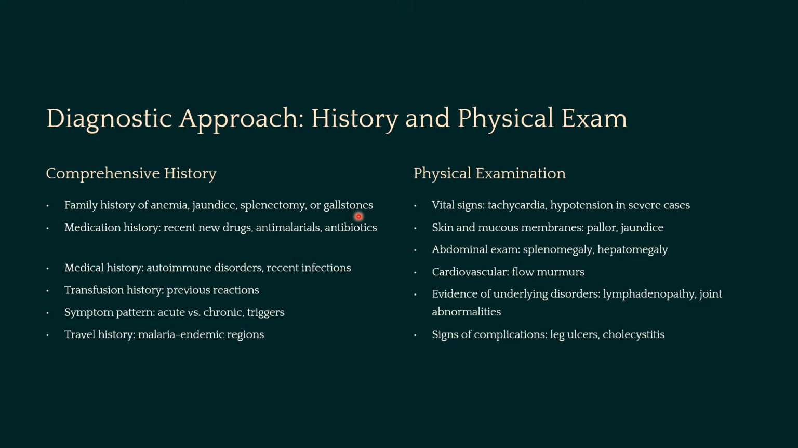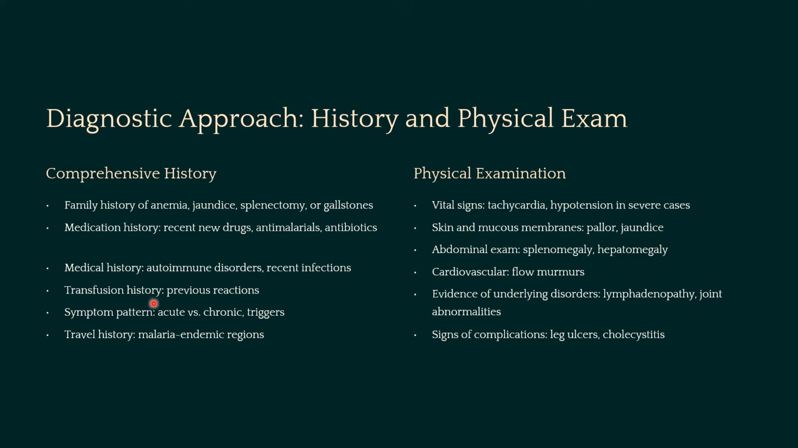It means that if there is a tendency in the family of frequently suffering from anemia, jaundice, or splenectomy, meaning there is no spleen or some part of the spleen was removed for any reason, or a gallstone problem, then the offspring might face the trouble of hemolytic anemia. Next, medication therapy, recent new drugs, antimalarials, antibiotics. So this may cause problems.